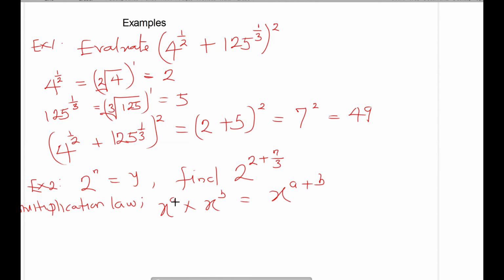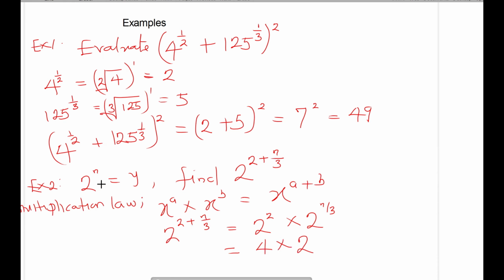And if I use this law for this now, I can say that 2 raised to the power of 2 plus n over 3, since it is addition, will be a multiplication. That means it can be 2 raised to the power of 2 multiplied by 2 raised to the power of n over 3. Now, this can be simplified. 2 raised to the power of 2 is 4, multiplied by 2 raised to the power of n over 3.